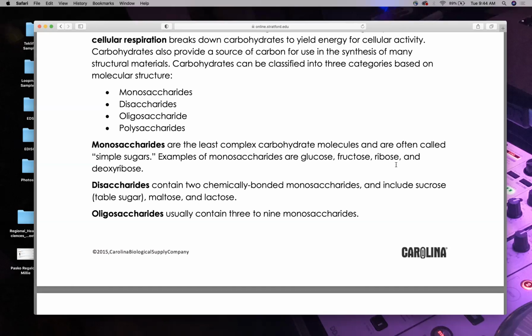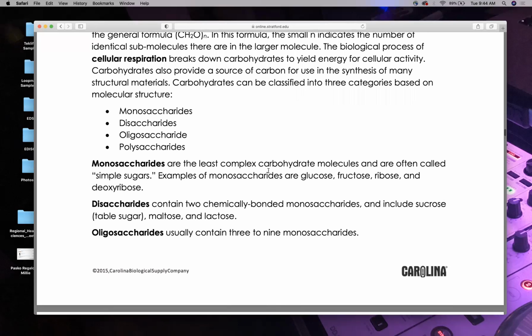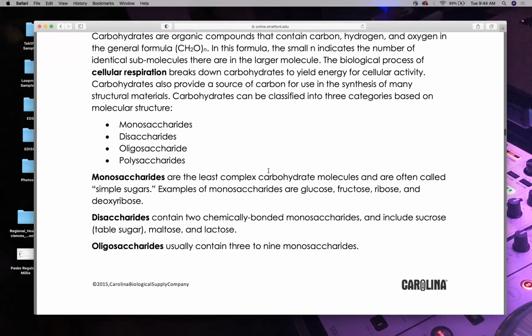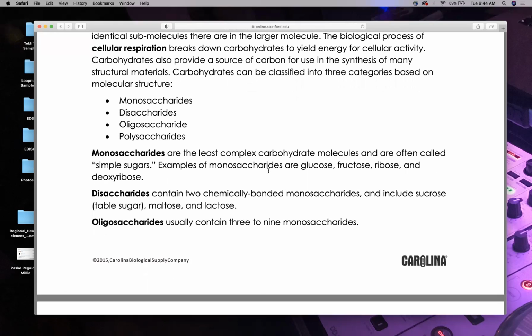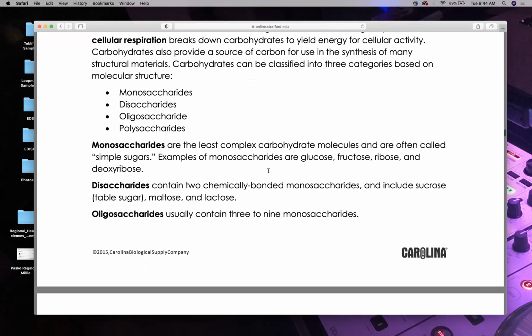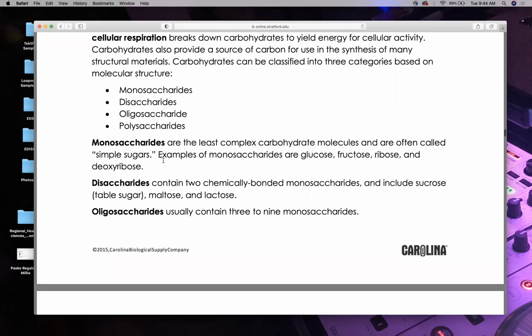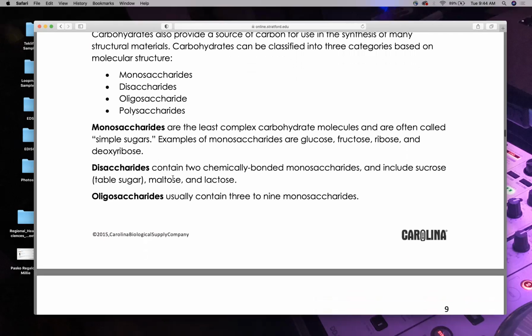Then you have ribose and deoxyribose, which forms our DNA, and RNA, which is important in genetics. We'll go over that next week. Okay, so that's a monosaccharide. It's a simple sugar. Disaccharides are a combination of sugars. So you take a monosaccharide, you put 2 of them together, and what do you get? You get things like sucrose, maltose, and lactose.